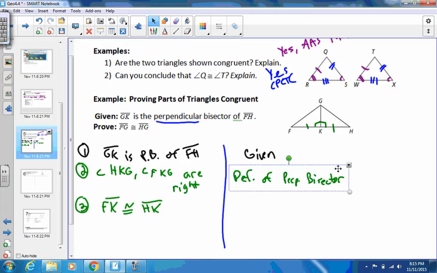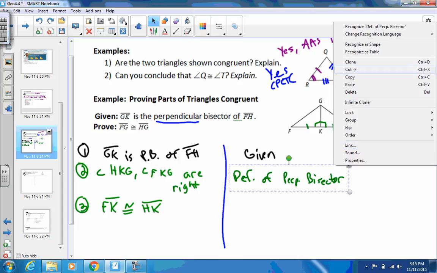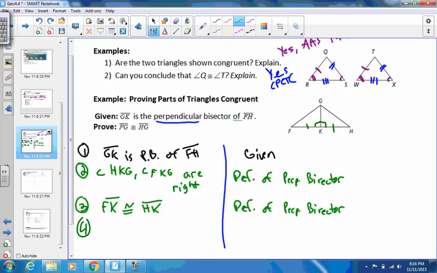And I'm going to take that and clone it. If only, whoops, that's not the clone button. There we go. So we've got a lot of stuff now. I probably should have said after step 2 that those two angles are congruent, because all right angles are congruent. You can put that in step 3. So angle HKG is congruent to angle FKG because all right angles are congruent.